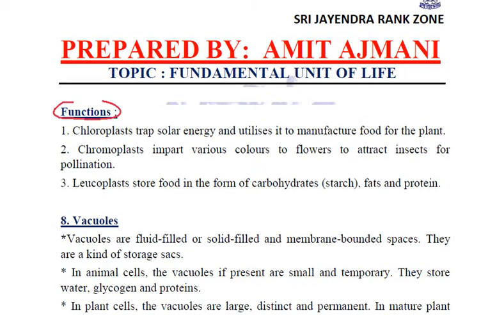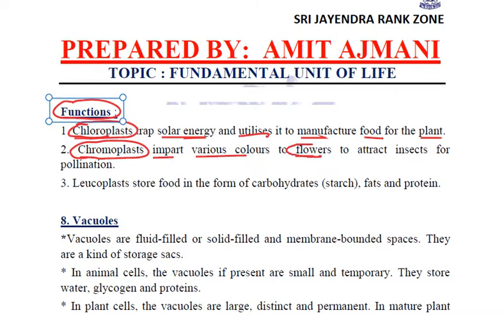Now what are the various functions? Let us see one by one. Chloroplasts, they trap the solar energy and utilize it to manufacture food for the plant by the process of photosynthesis. This is chloroplast because they contain chlorophyll. Now when we talk about the other colored plastids, that is chromoplast, they impart various colors to flowers. Why? Because this way they can attract insects for pollination. Talking about leucoplast, they store food in the form of carbohydrates, that is starch, fats and protein. So these are the functions of the various plastids in plants.